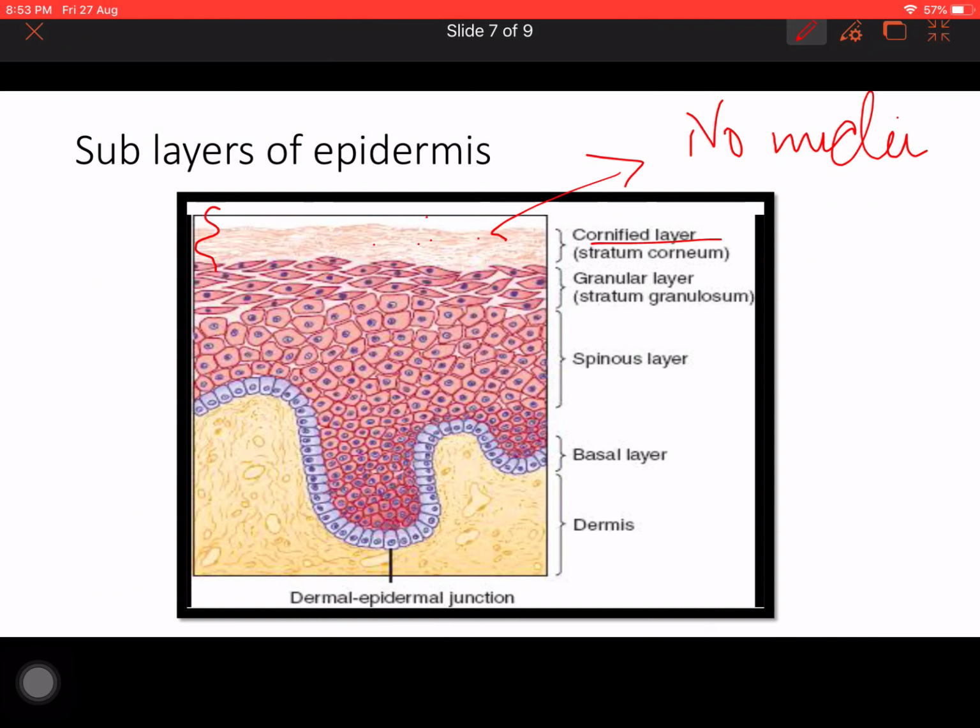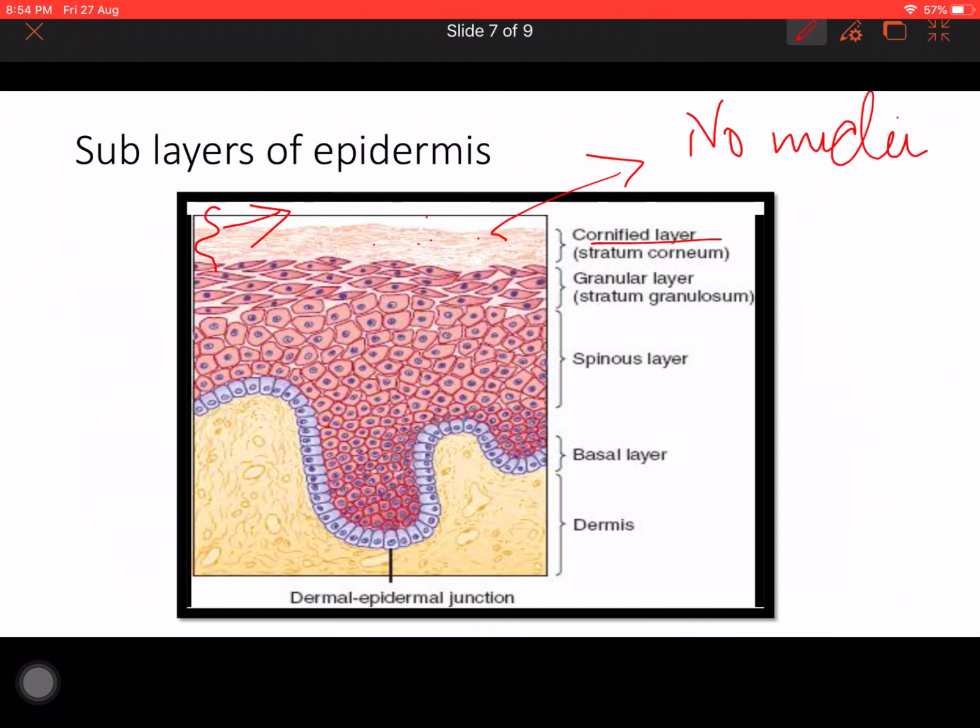Now this layer covers the entire body except the skin covering the mucous membrane. The mucous membrane is the only part not having this cornified layer, and it helps us to prevent mechanical damage. What are its functions? It prevents bacterial infection. It prevents us from drying out due to loss of water by evaporation.